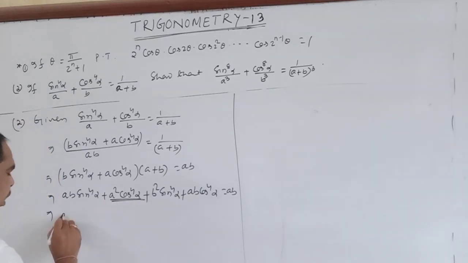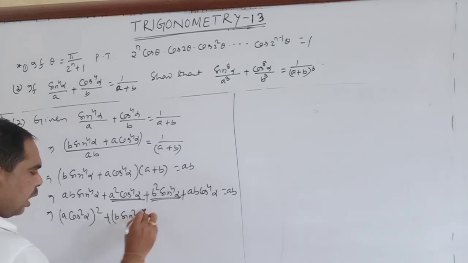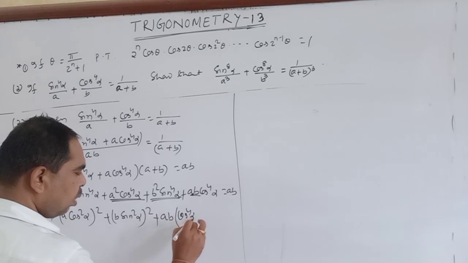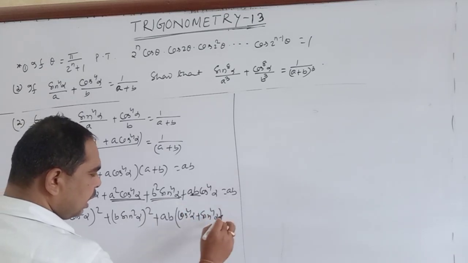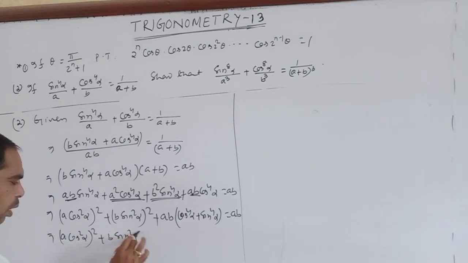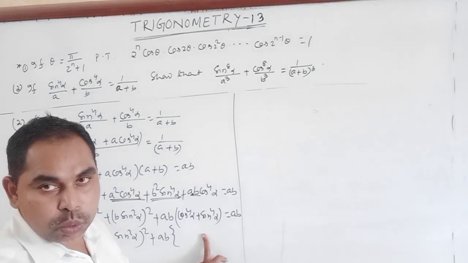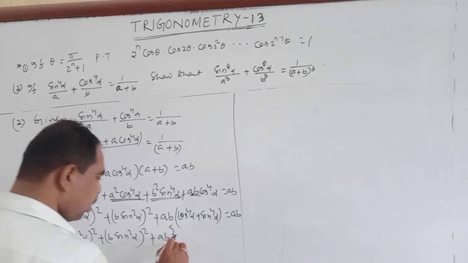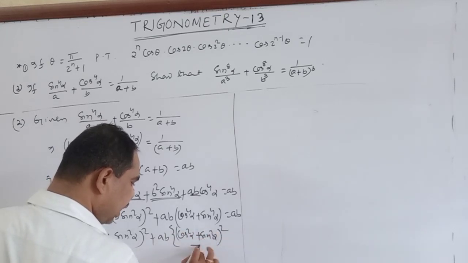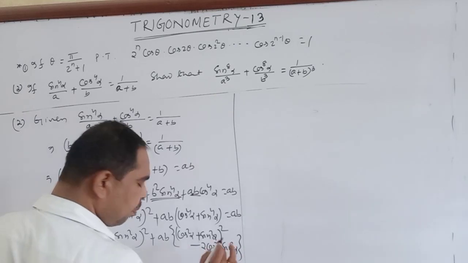So implies, this is a square cos 4th alpha means a cos square alpha whole square, plus b square sin square alpha means b sin square alpha whole square, plus here ab is common, so ab into cos 4th alpha plus sin 4th alpha is equal to ab. So implies a cos square alpha whole square plus b sin square alpha whole square plus ab into this is a fourth plus b fourth, is equal to a square plus b square whole square minus 2a square b square. So a square cos square alpha plus sin square alpha whole square minus 2 cos square alpha into sin square alpha is equal to ab.